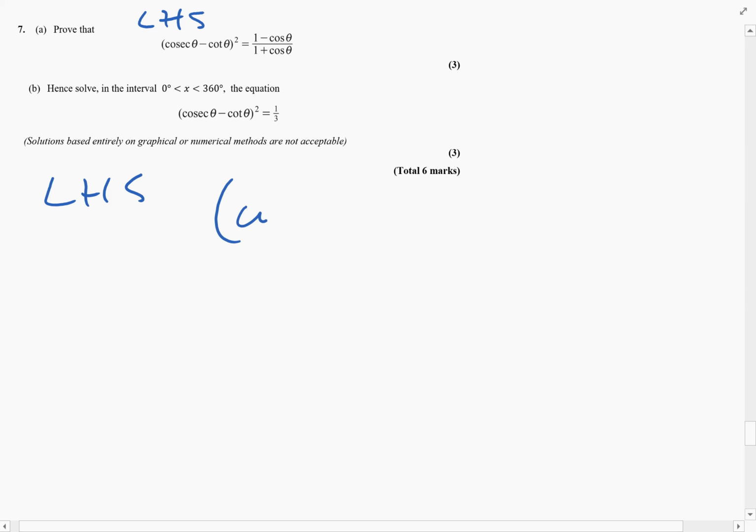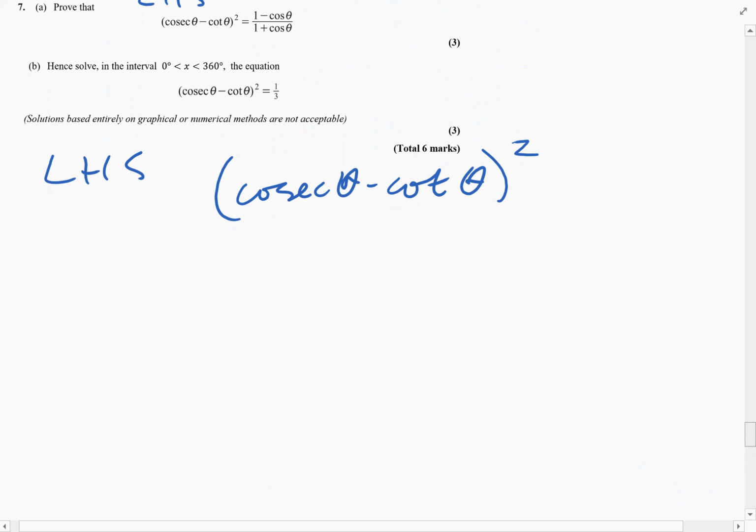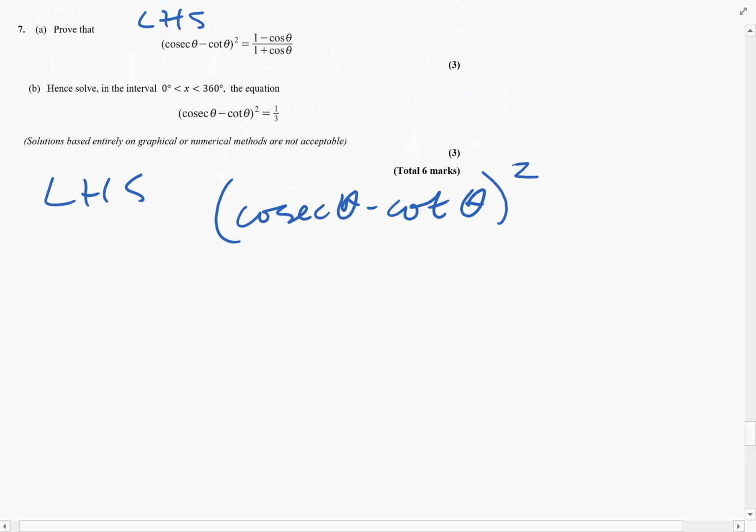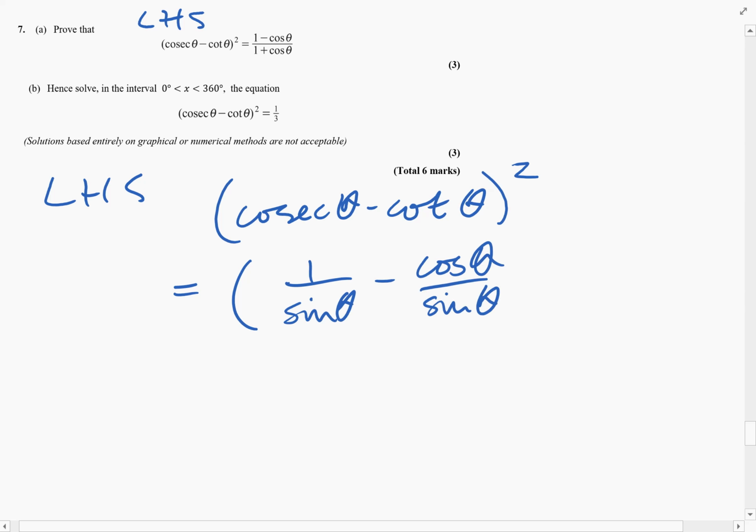So I'm going to write down the left hand side, cosec theta minus cot theta, all squared. Now, whatever you do, don't write down the right hand side here. That's what you're trying to end up with. If you want to write down the right hand side, then feel free to write it down right at the bottom here, because that's where you need to end up. You don't start off writing what it is you're trying to prove. You start off with one side and end up with the other side. So let's begin here by writing this as 1 over sine theta minus cos theta over sine theta. We've still got to square this.